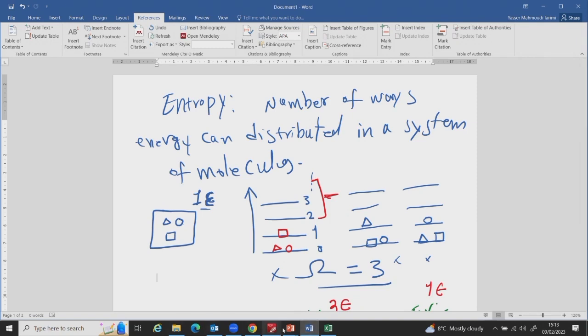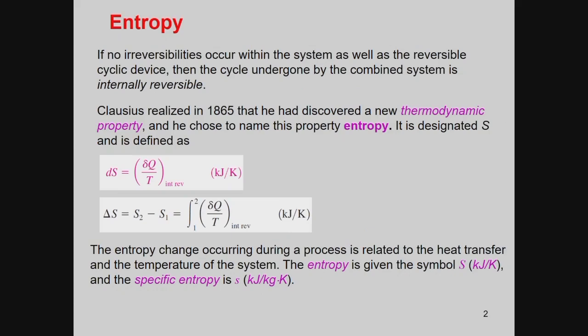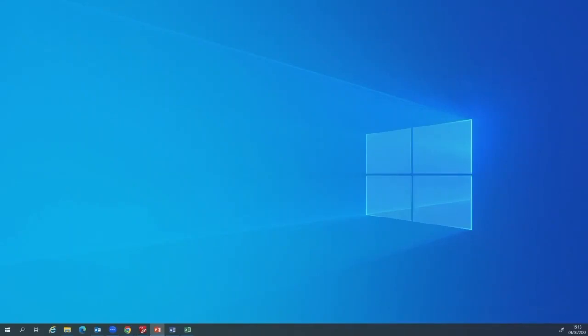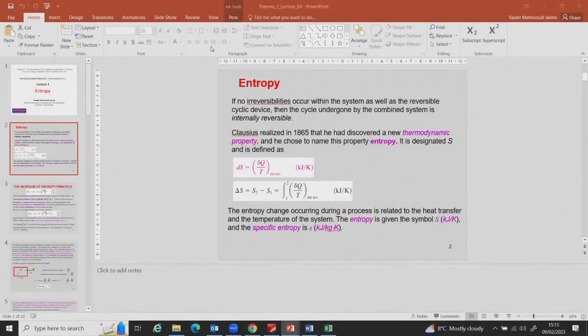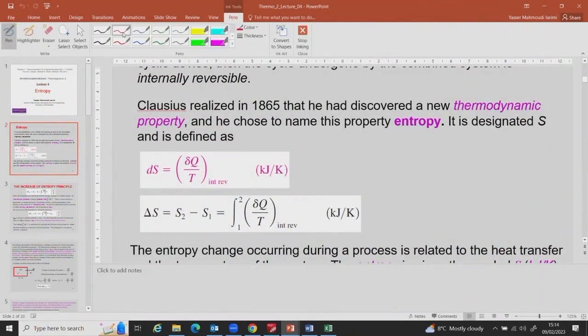Right? Now, based on that, the entropy has actually been quantified and linked to another property of a system, and that was defined in this form. I'm sure that you've seen this, that the change of the entropy of the system is linked to the... I hope that you can see it. Yeah. So for the reversible process, delta S is delta Q over T. If I do the integral, delta S is S2 minus S1, which is the integral of delta Q over T, but it's only for an internally reversible process.